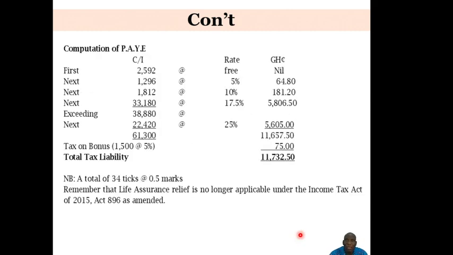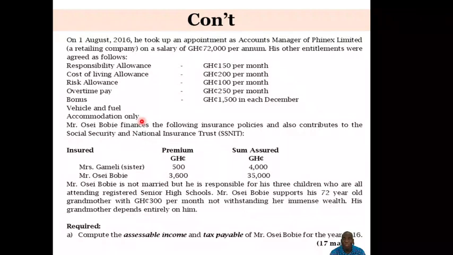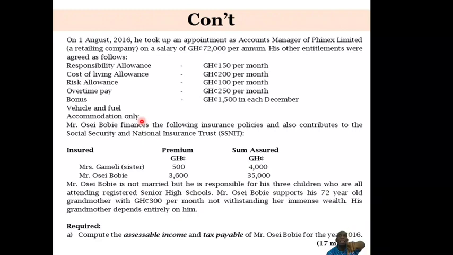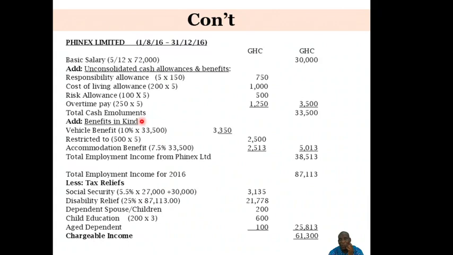Now, if the question asks you to calculate the tax liability, let's see how to do it, and I think you even know how to do it: the graduated rate. They will give you the scale, the tax scale, in the exam room. The tax scale will always be given to you in the exam room. Remember this question, they say assessable income and then the tax payable. So they'll give you the scale.